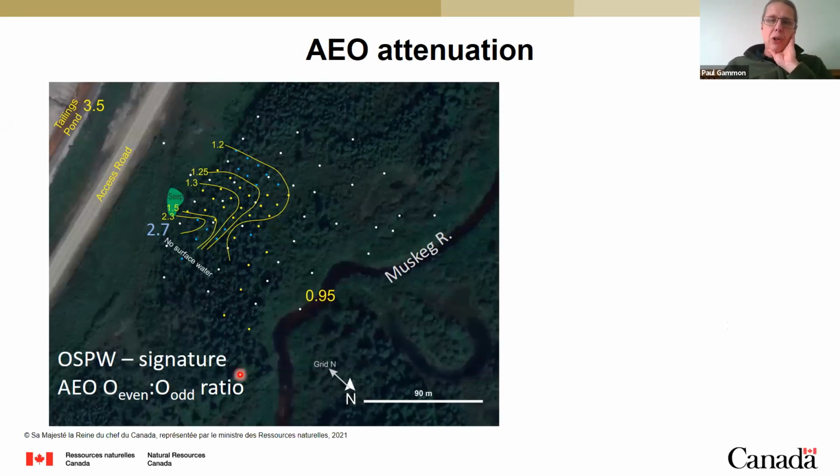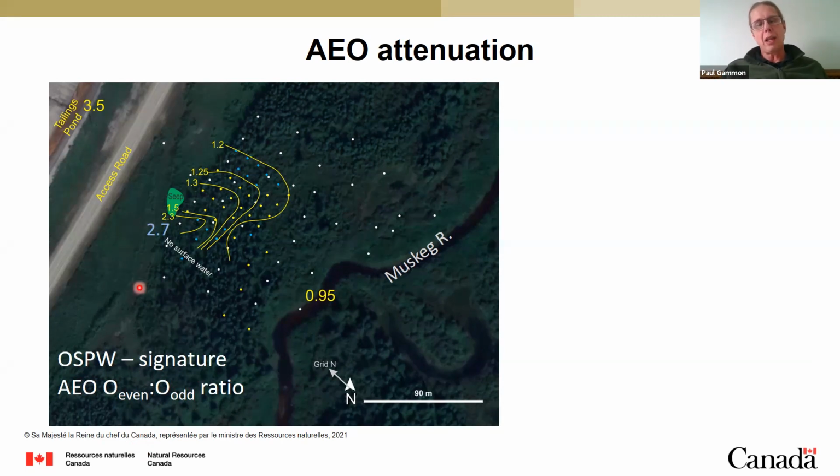We can take that a little bit further, and now we'll get on to some of the data that was produced in the last year, which is the acid extractable organics data, and it follows on nicely from what Jason was saying. There's a couple of different ways of playing AEO data. One is the O2 to O4 ratio, which is considered to be an OSPW signature. So is an O even to O odd ratio. That's a long hydrocarbon chain with an even number of oxygens versus a long hydrocarbon chain with an odd number of oxygens. That ratio is considered to be indicative of tailings pond water.